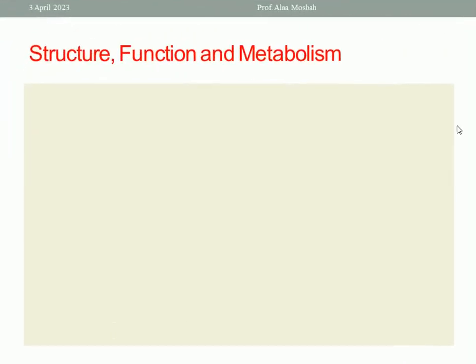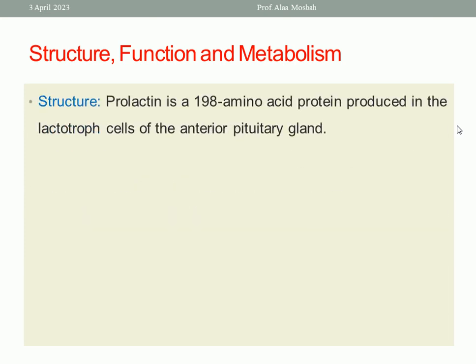So what about the structure, function, and the metabolism? Structure: prolactin is a 198 amino acid protein produced in the lactotroph cells of the anterior pituitary gland. So the source of the prolactin is the anterior pituitary gland, the lactotroph cells specifically, and prolactin is an amino acid protein.